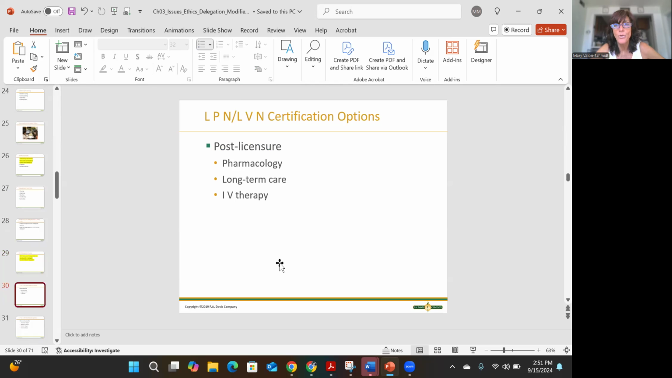There are lots of things that you can do after you graduate and get your license: pharmacology, long-term care, IV therapy. I mean, if you've been told LPNs can't do wound vacs, LPNs can't do IVs, maybe that particular facility had an issue at some point, and their policy in that facility dictates that. But the Nurse Practice Act for the state of New Jersey does not say LPNs can't do wound vacs, LPNs can't do IVs. You can. All right. And again, we're going to go over the Nurse Practice Act.